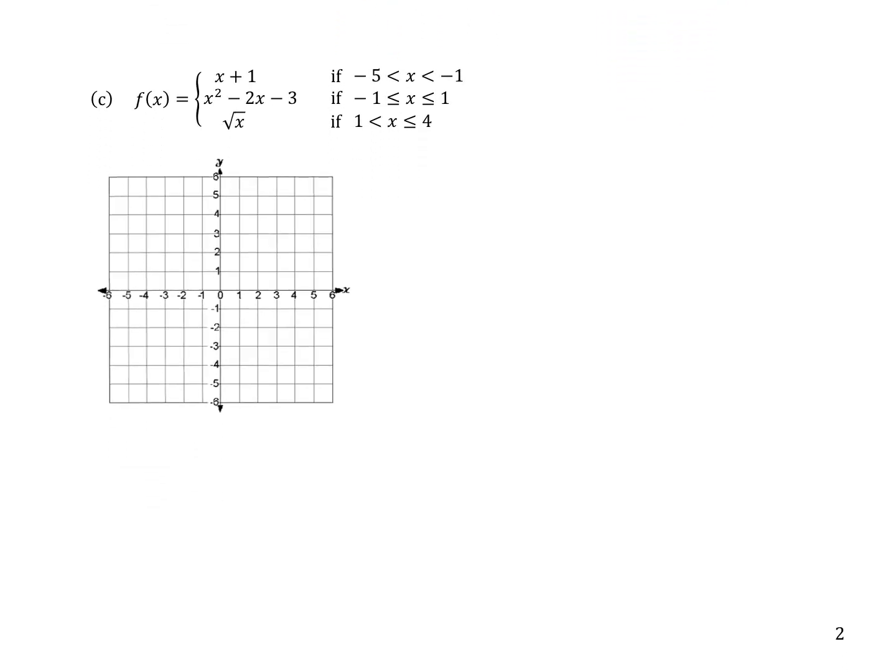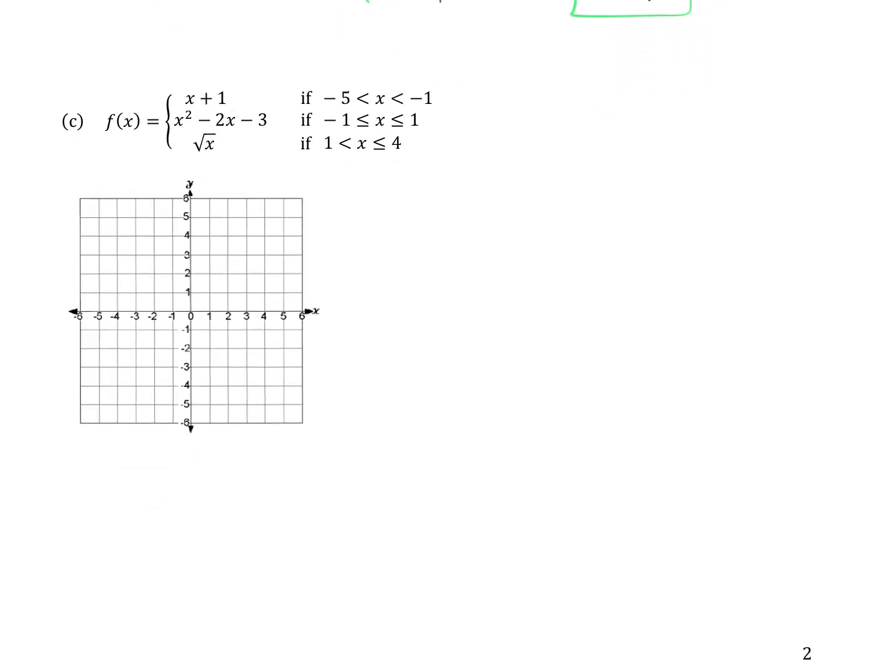So let's take a look at the next one for part C. Okay, again, so we have 3 different parts for my piecewise function here. And again, my goal is always, first, before I start anything, identify what kind of graphs these are going to be. The first one, y equals x plus 1, is going to be some form of a regular straight line with a y-intercept at 1, heading up. And then again, it's going to be bounded between negative 5 and 1.